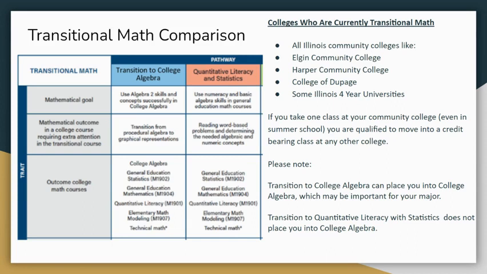If you take one class at your community college, even in summer school, you are qualified to move into a credit-bearing class at any other college. Please note that Transition to College Algebra can place you into college algebra, which may be important for your major. Transition to Quantitative Literacy with Statistics does not place you into college algebra.